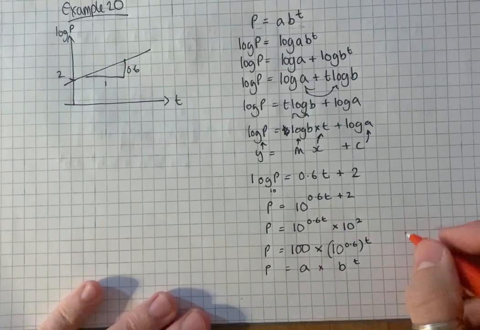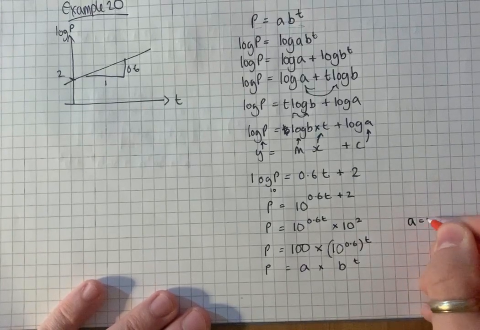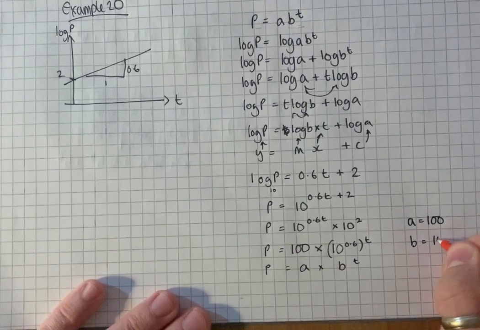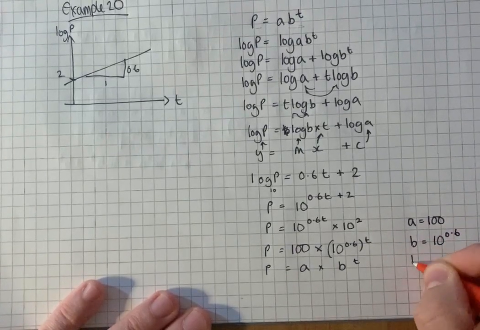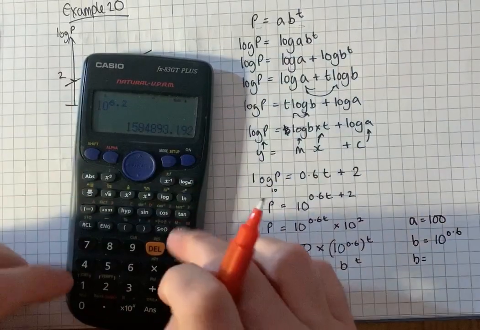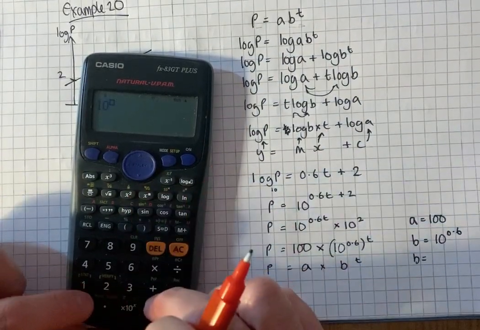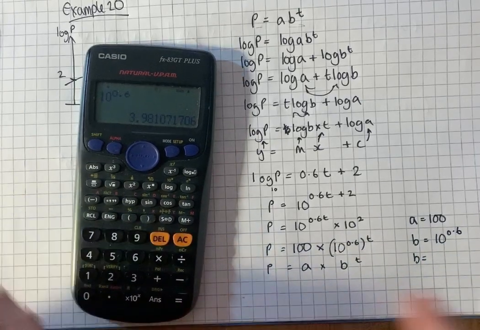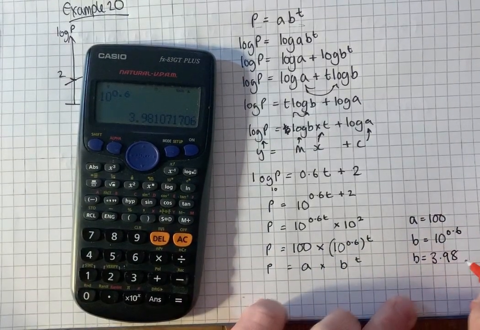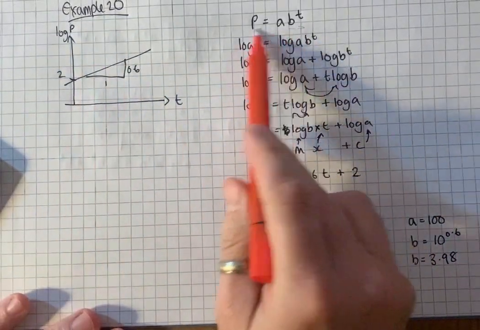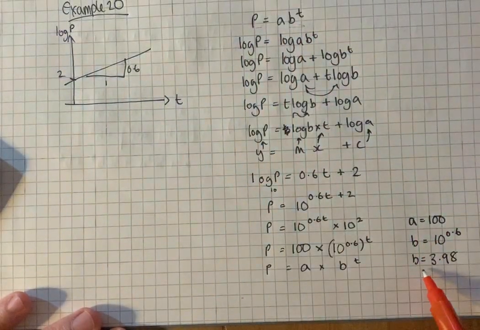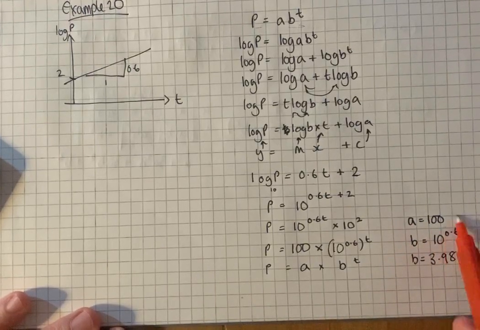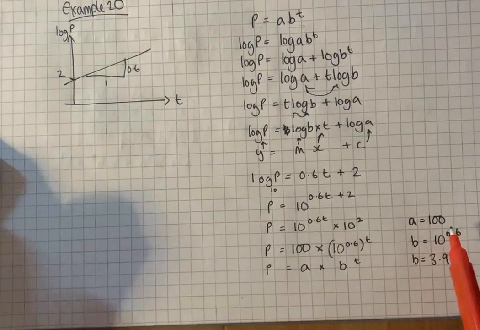So A is going to be 100, B is going to be 10 to the power of 0.6. So to represent this graph in this model, A would have to be 100, B would have to be 3.98. So that would be the original amount of bacteria, the initial size of the bacteria population.